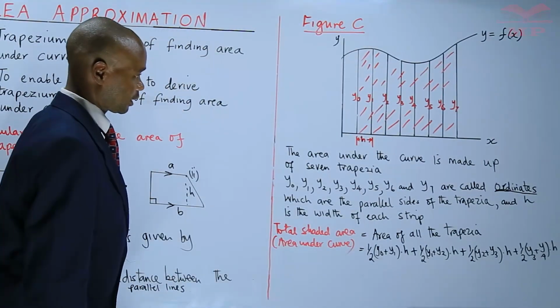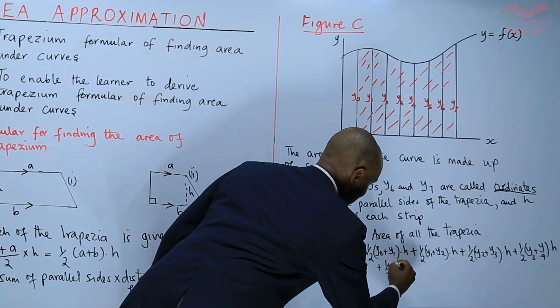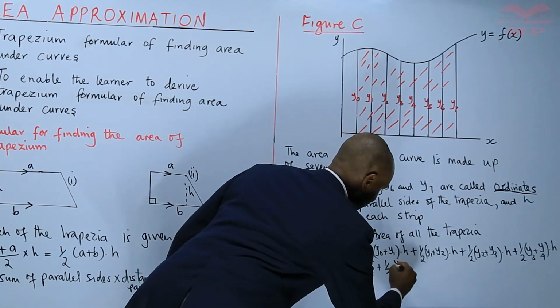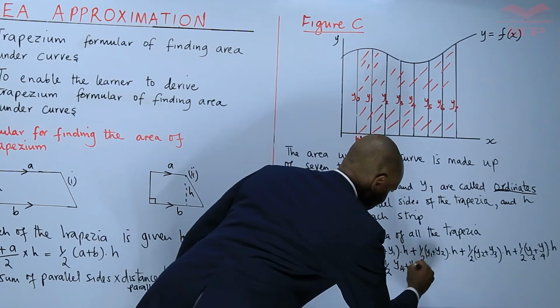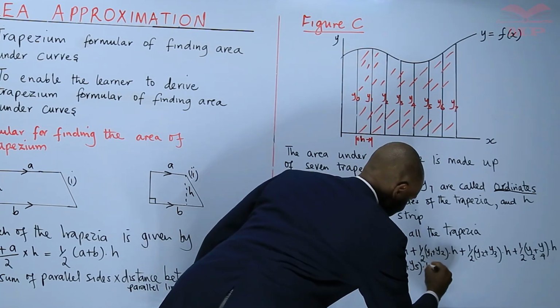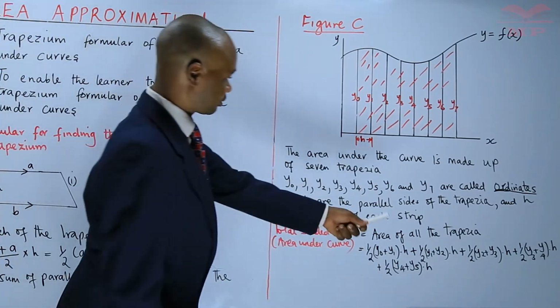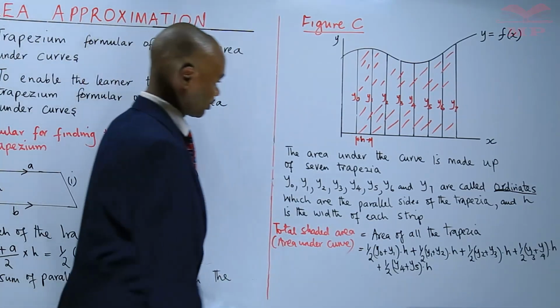We go to the fifth one, plus a half (y4 plus y5) times the width h. Those are 5: 1, 2, 3, 4, 5. We still have 2 to go.